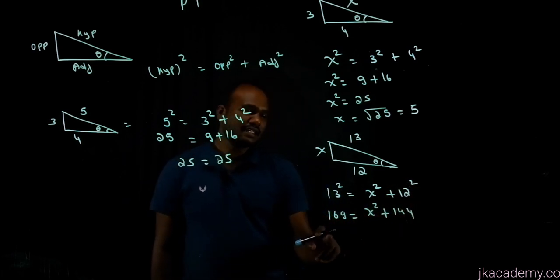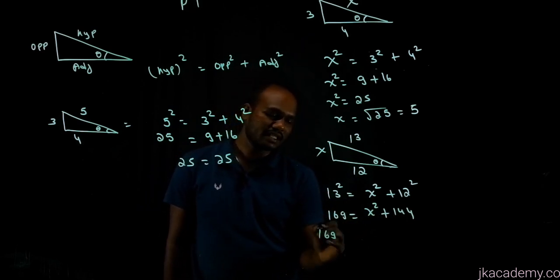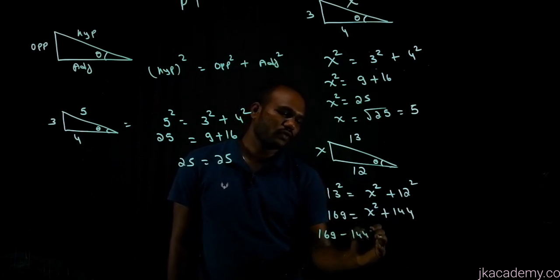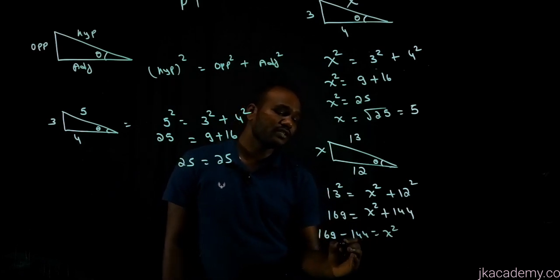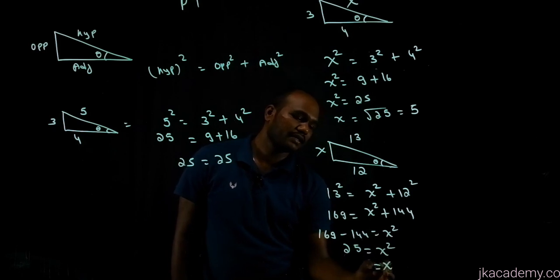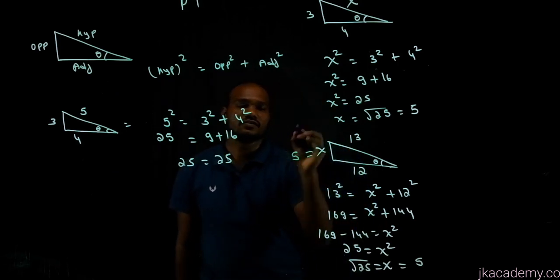So if I get this side, this is plus. If it comes here, this is minus. First, whatever I have taken here, 169. If I have plus, when it comes here, it will become minus 144. That is equal to x square. So 169 minus 144 is 25. If I take the root of it, x is equal to root 25. So that is 5. So what is the next value? The x value is 5.